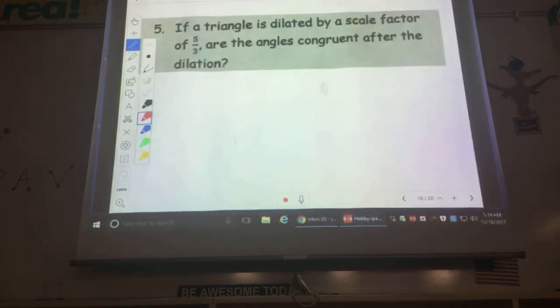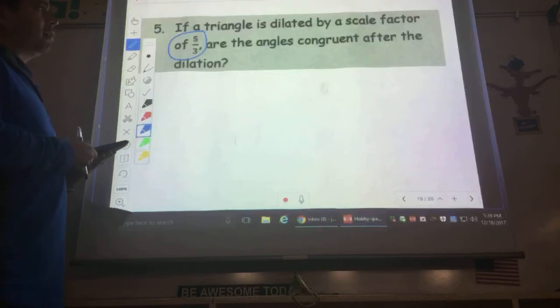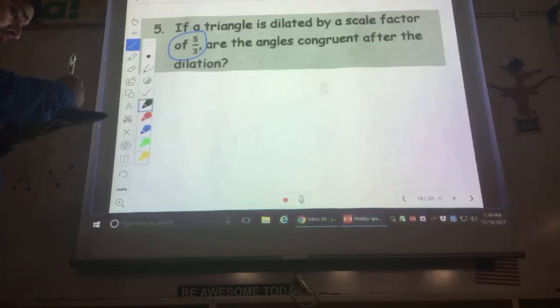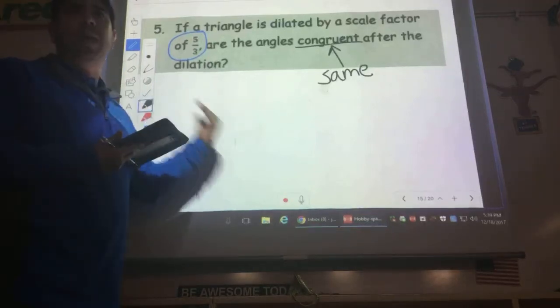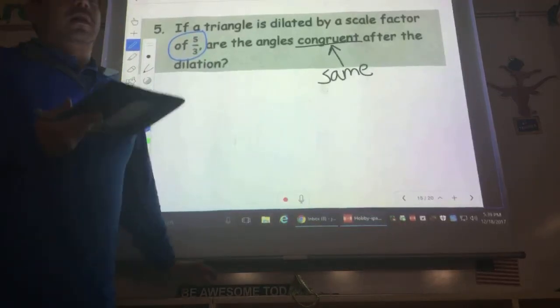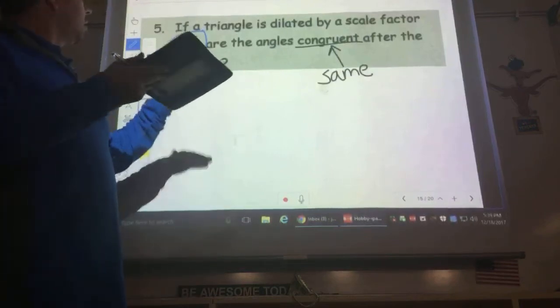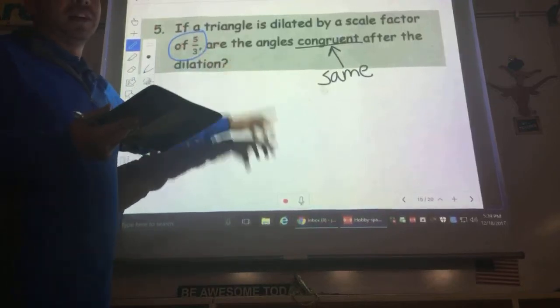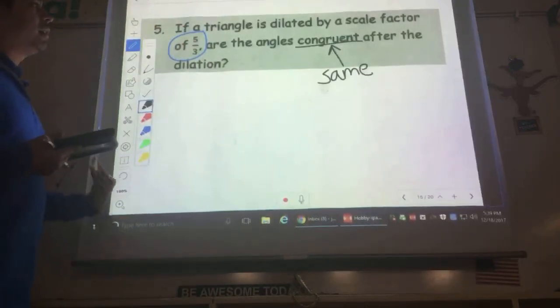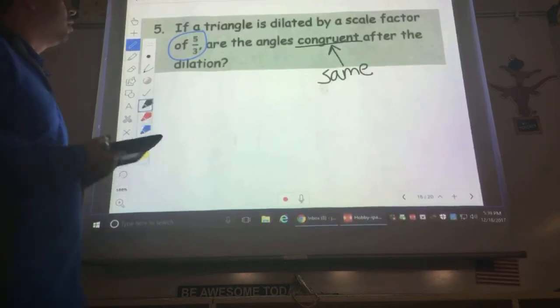Number 5. If a triangle is dilated by a scale factor of 5/3, are the angles congruent after the dilation? So remember, congruent means, are they the same? And in this case, are the angles the same angles? So like if the angle was 90 degrees, after it gets dilated, this is obviously an enlargement, so it's going to get bigger. If the angle is 90 degrees, would it stay 90 degrees? All right, we went over this today, so it's going to be yes or no. Are they the same?